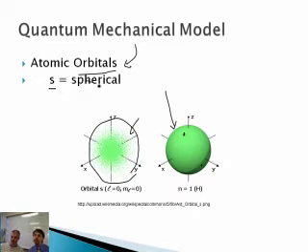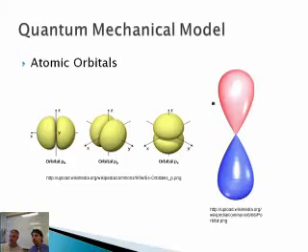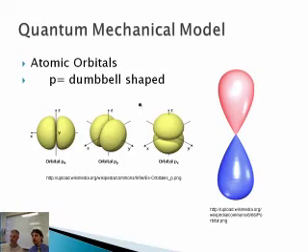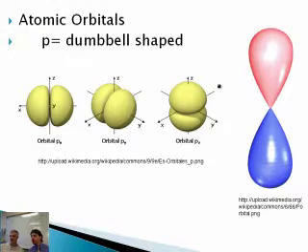The first one is called an s orbital, and the s stands for spherical. It kind of looks like a sphere. Duh, right? And then the second model is called the p orbitals, and they have a slight dumbbell shape. If you notice here, this is the shape right here, and so you can kind of see the shape of them right here, and it's p shape.